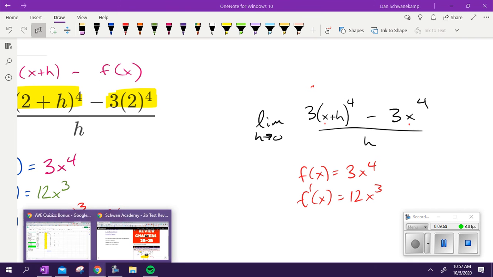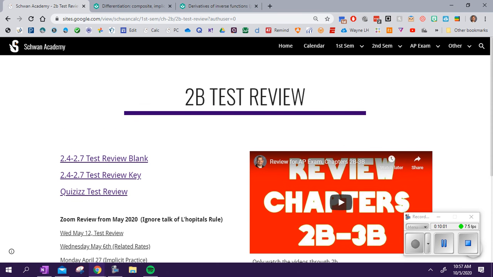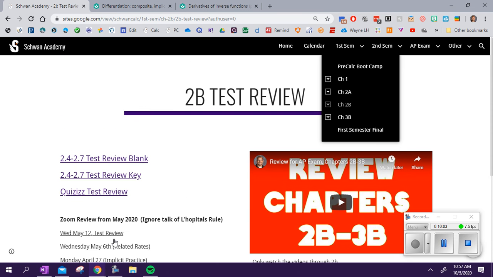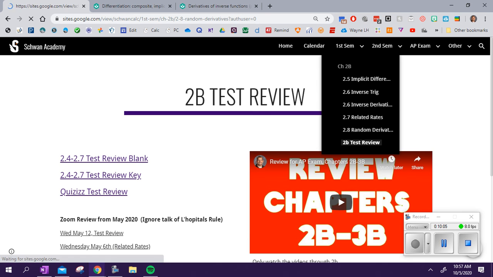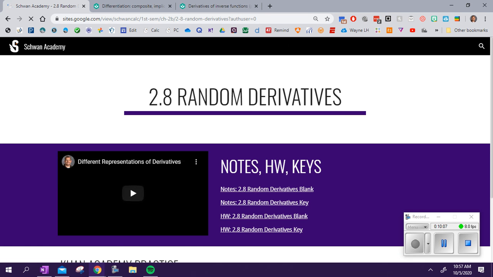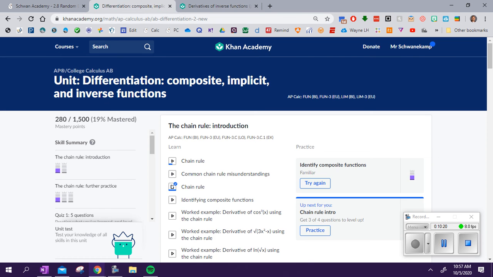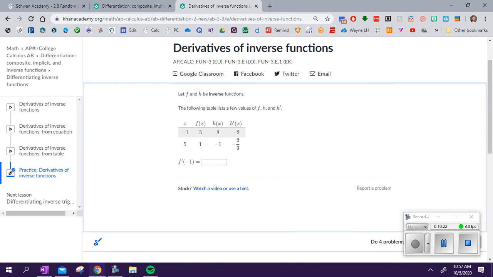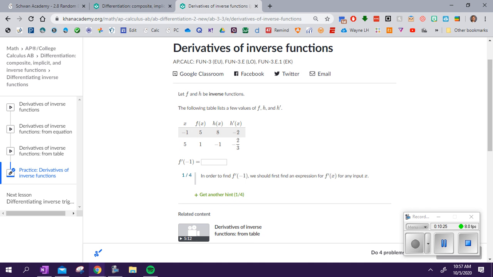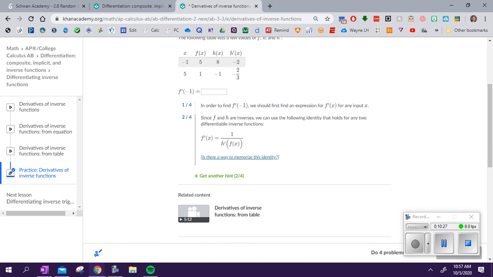And again, your brain is like, I don't like that. Remember that is why I make this silly website, for you to be able to click on 2.8 random derivatives and then click on these practices. Evaluating disguised derivatives, that will tell you exactly what you need. Okay, you could go through a bunch of those with help right there. Again, it's right down there to tell you, hey, use a hint, get a hint, and then they will walk you through it one by one and get you through to the answer. Okay, so make sure you utilize.